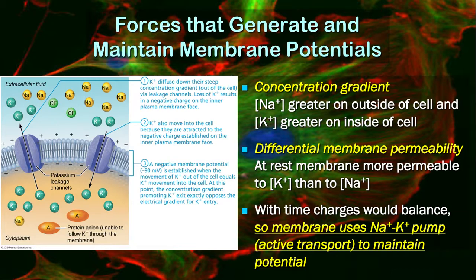Okay. Now, finally, it says we need to maintain this, because things would just move down their concentration gradient and we end up balanced. So our membrane is going to use our sodium-potassium pump as a form of active transport to maintain our potential, to keep the amount of sodium higher outside than inside, and potassium higher inside than outside. Okay, before I click the next slide, are there any questions?